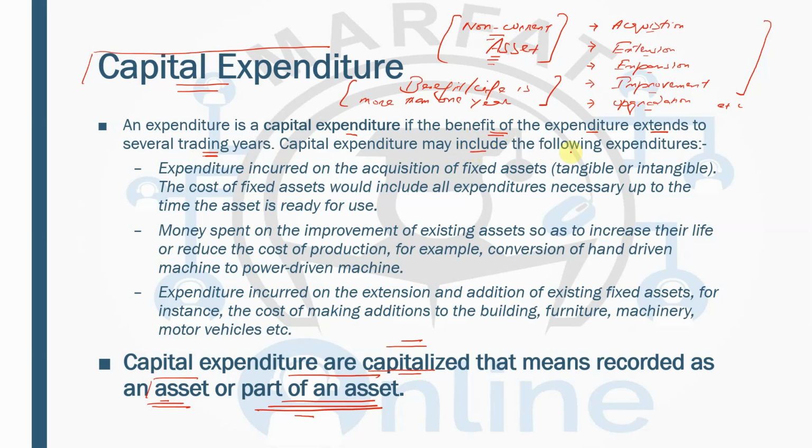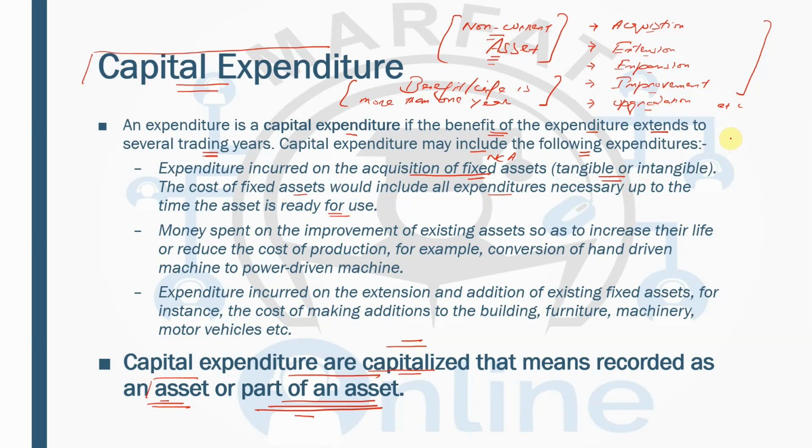Capital expenditure may include the following expenditures. Although I have discussed this with you, now we'll be studying expenditure incurred on the acquisition of fixed assets. Fixed asset means the non-current asset, which is the other name of the non-current asset, either tangible or intangible. The cost of a fixed asset would include all expenditures necessary up to the time the asset is ready for use. Now, this is an important thing to understand.